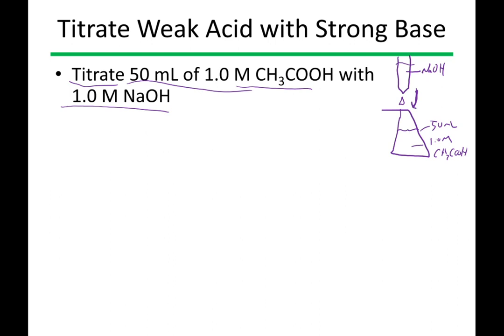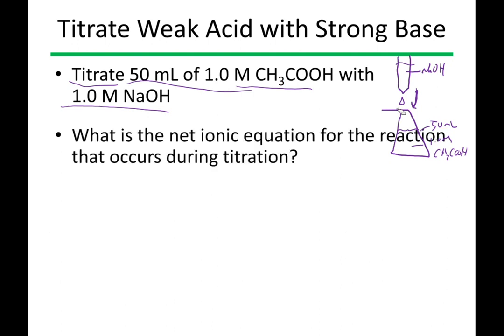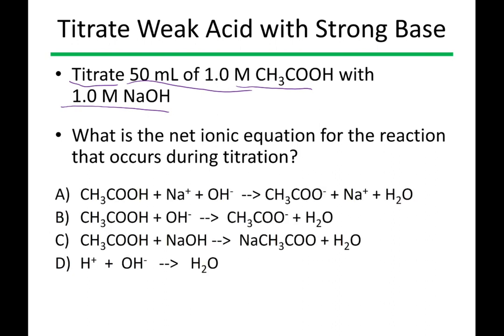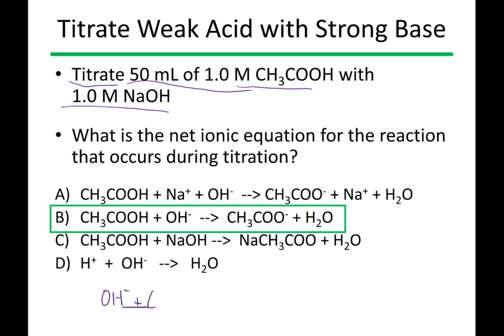So for adding NaOH to CH3COOH, the first question is, what is the net ionic equation for the reaction that is going to occur as we're titrating? Alright, and the answer there will be B. As we add the NaOH to the solution, we end up with OH minus as a major species, plus the weak acid. So the strong base will react with the weak acid, and this is going to make its conjugate base plus water. The sodium from the NaOH is going to be a spectator on both sides of this reaction.